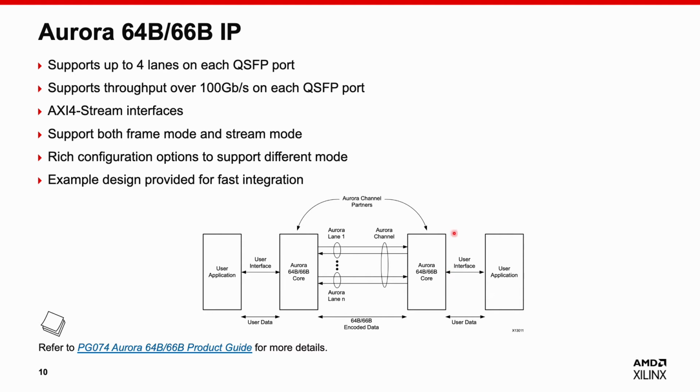Xilinx has provided the Aurora IP for the users, and it is totally free of charge. The Aurora IP is very easy to use. It provides a native or AXI4-Lite slave interface for IP behavior control and status feedback, and it uses the standard AXI4-Stream interface for data transfer. Generally, the Aurora IP supports up to 16 lanes, and for Alveo cards, it can provide up to 4 lanes and over 100 gigabits per second throughput for one QSFP port.